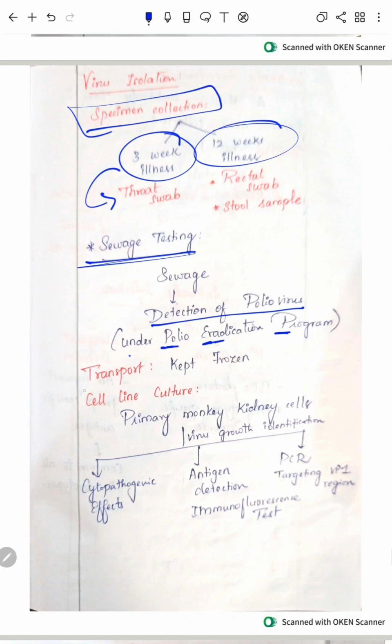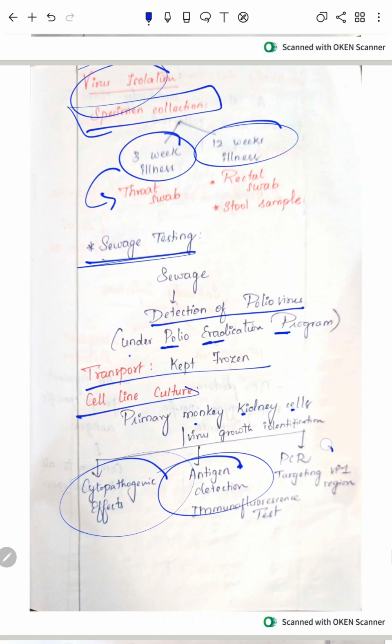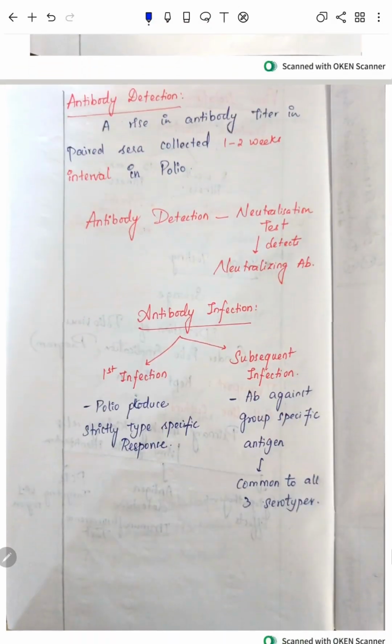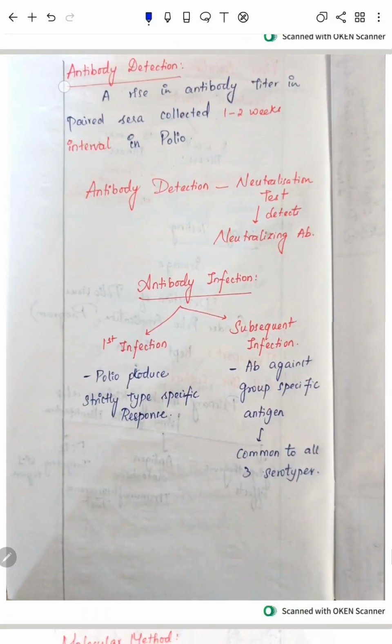Okay, transport is through refrigeration. And for the virus we need cell line culture. The cell line culture uses primary monkey kidney cells, with viral growth identified via cytopathic effects, antigen detection and PCR. Antigen detection is via IFT, immunofluorescence test, and PCR detects the viral protein 1 region, which we have discussed in the morphology part.